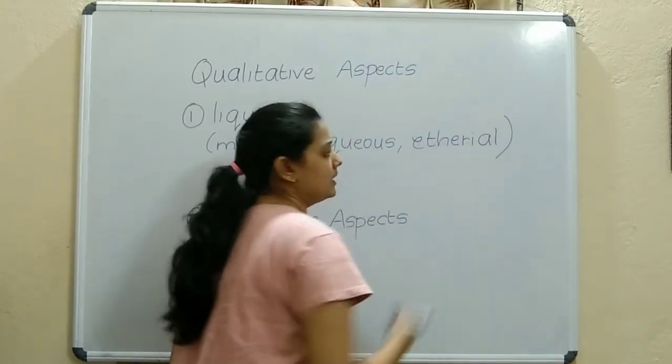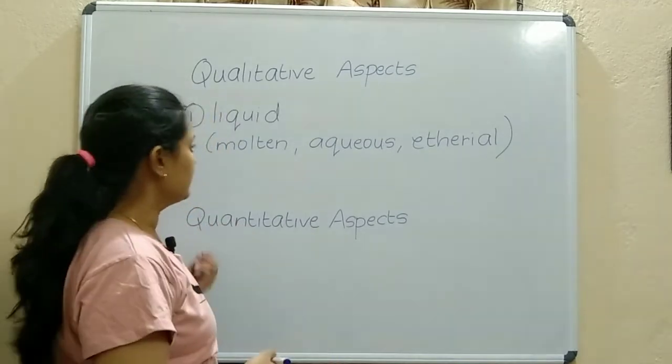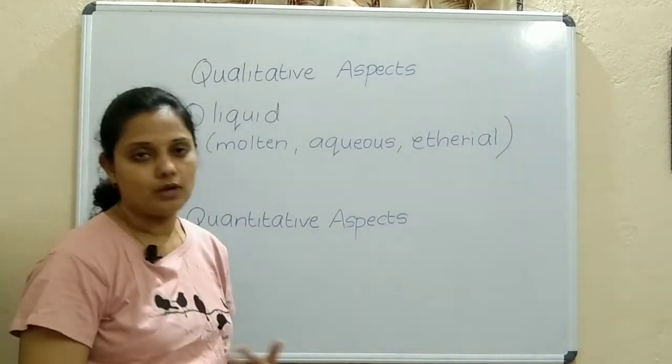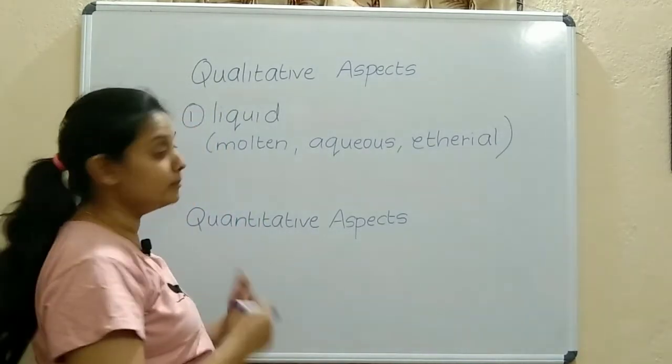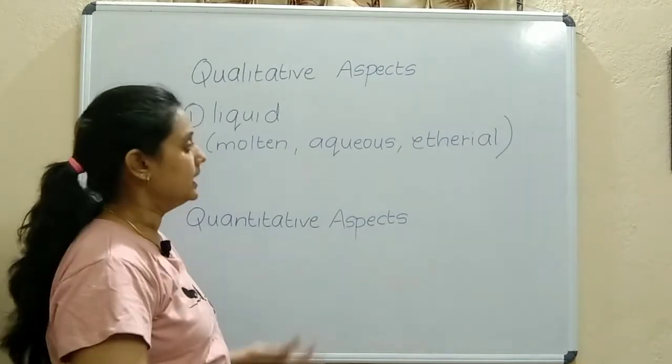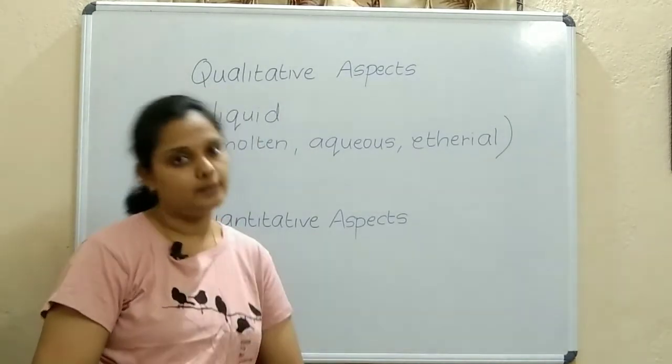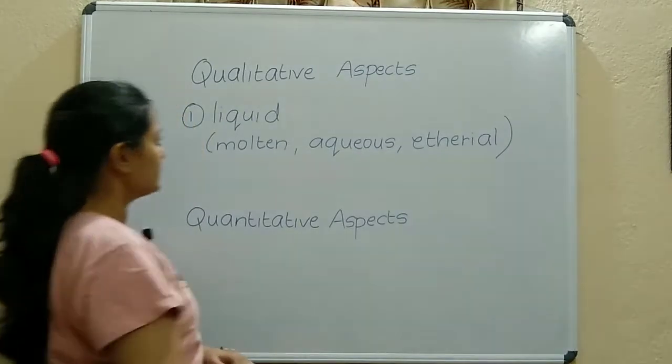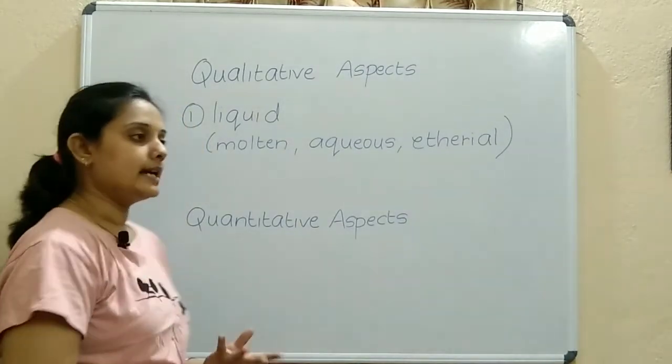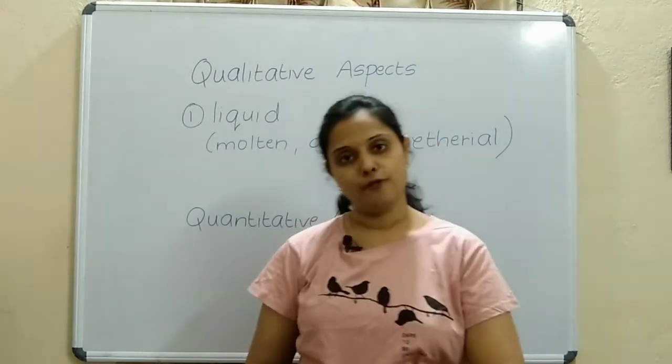That means dissolved in ether, dissolved in water. If you add water, it becomes the aqueous form. If you melt it, it becomes a molten form. If you dissolve it in ether, it becomes ethereal form. So the electrolyte has to be in the liquid form.